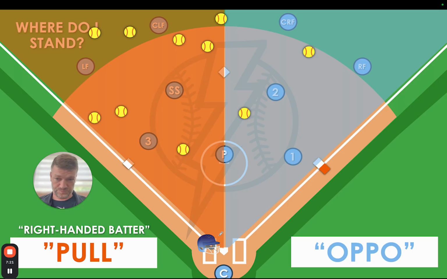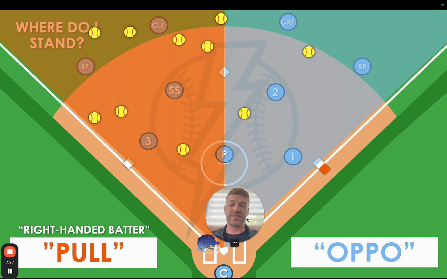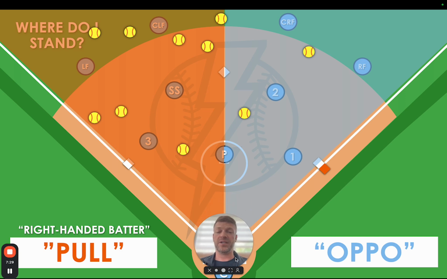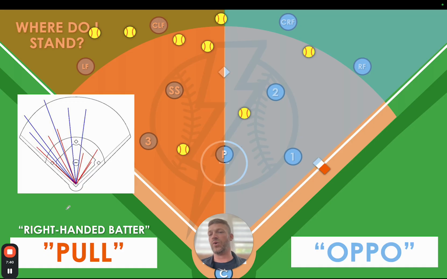Now, maybe you think I just made this up. But as I said, there's a lot of statistics out there. In statistics, we call this a spray chart. There are different websites, and they have different types of spray charts. Here's one website's version of a spray chart. You can see most of the hits going to the left side.